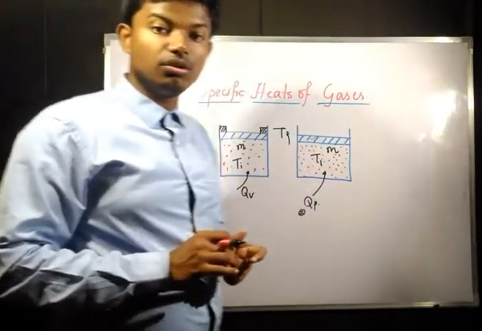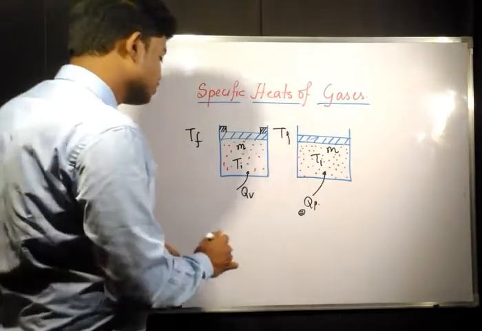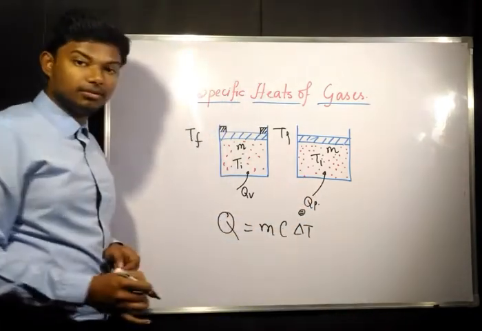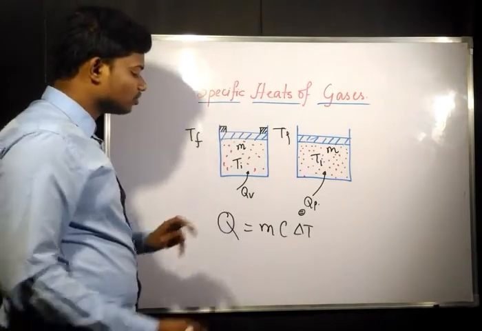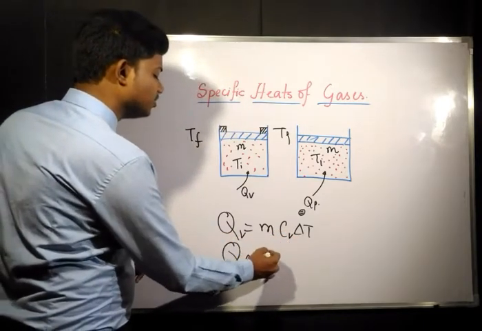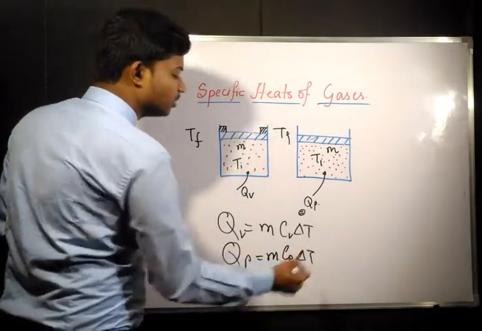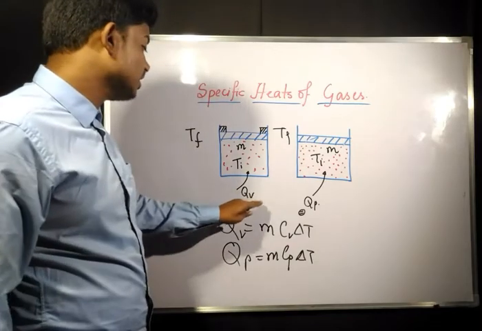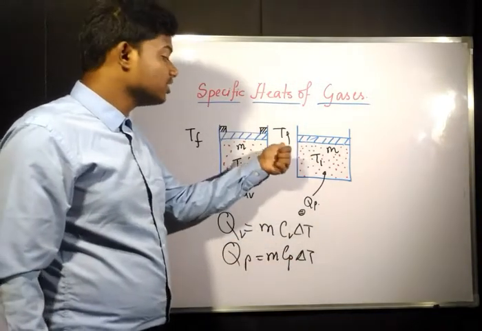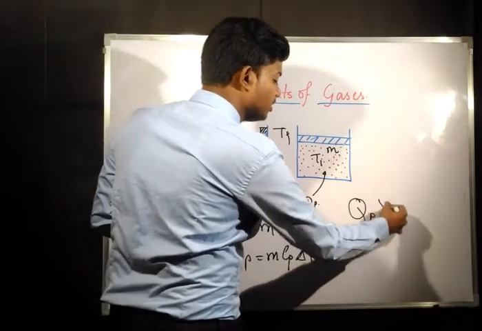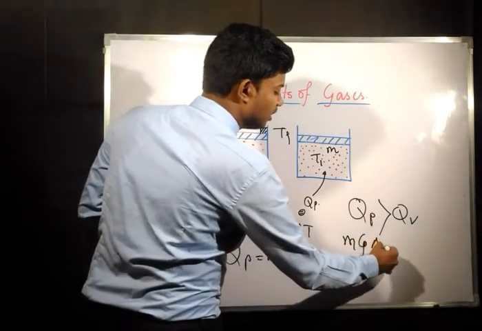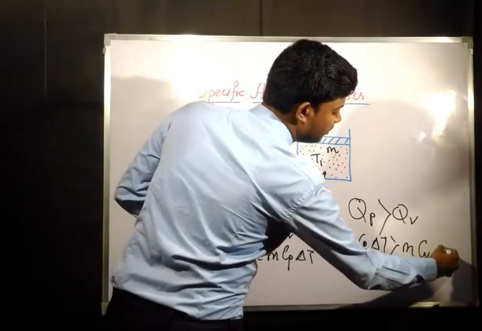Now, in the previous video, we learned that Q is equal to m into C into del T. For constant volume this will become QV and this will become Cv, and for constant pressure the heat given will become m into Cp into del T. From both these explanations we have seen that QP is greater than QV, because in this case we need to give more heat to reach the final temperature. So QP would be greater than QV.